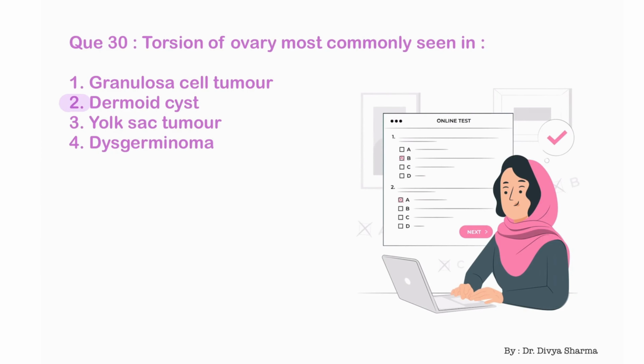Question number 30. Torsion of ovary most commonly seen in? Now this has a reason. Torsion occurs in 15% of dermoid cysts as a result of their high fat content, causing them to freely float in the abdominal cavity. Hence, the correct option is option 2, dermoid cyst.